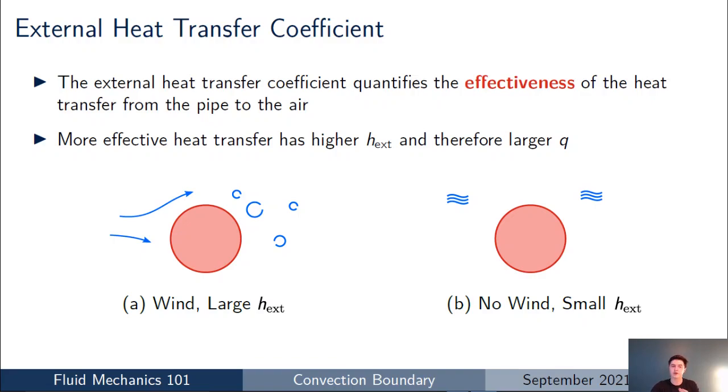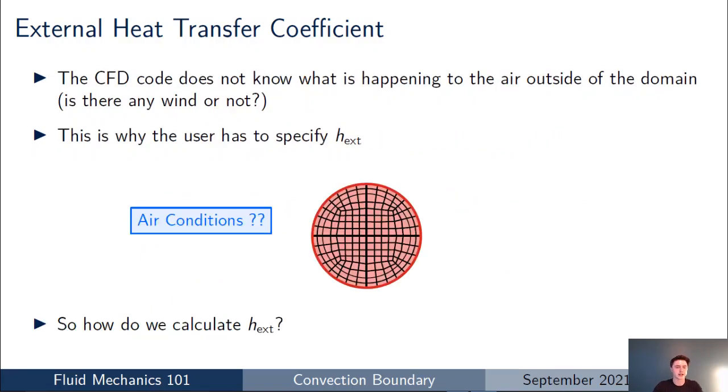And so the way we do that is through the heat transfer coefficient, HEXT in this case. And the way to think of it when you're putting in a value, of course, is that a larger value of H tells the CFD code that the heat transfer outside the pipe is more effective and more heat is going to be drawn off the pipe. So if it's a windy day, you're going to expect H to be larger than if it's on a very quiet day.